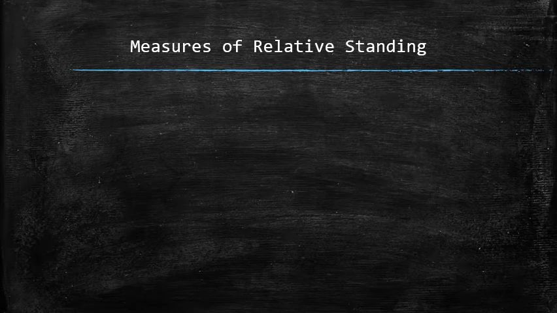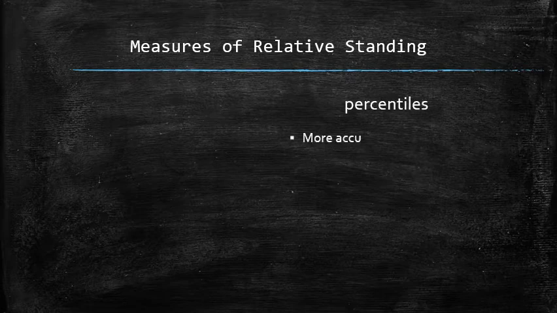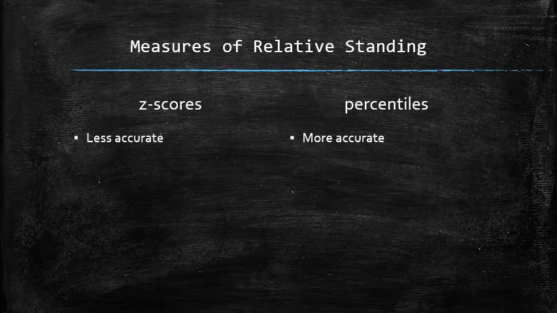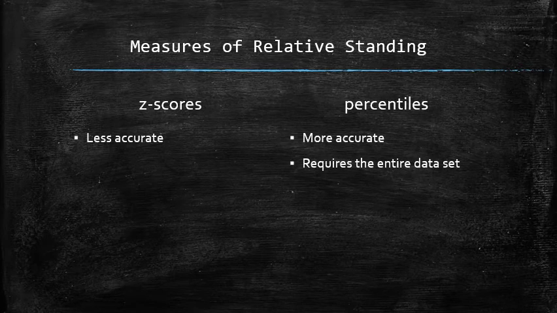Now that we know 2 different ways to measure a relative standing for every observation, the question is, which one is better? Percentiles usually give a more accurate and meaningful measure of relative standing than z-scores. However, to compute the percentile, one needs to have access to the entire dataset, while to compute the z-score, one needs to know only the mean and the standard deviation of the data. With very little information, z-scores provide a feasible alternative to percentiles for measuring relative standing.